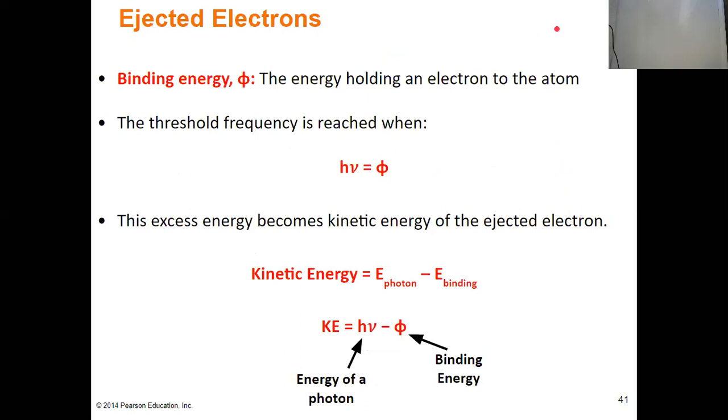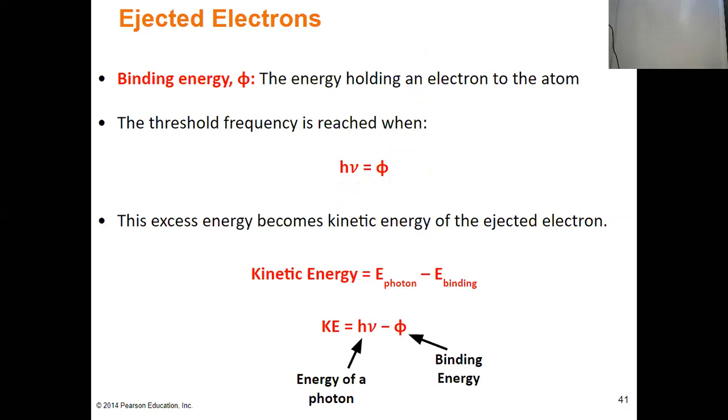There is particular energy that is associated with an electron as it's still held to the atom. That's called the binding energy, and it's given that fancy little symbol there. So when your H times V value, when your energy value equals your binding energy value, that is when your electron can actually exit the metal and be emitted. This is the value that you're trying to get to in order to cause the electron to be ejected from the metal.